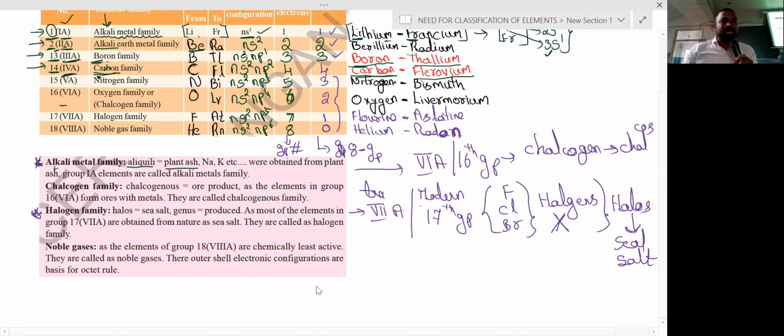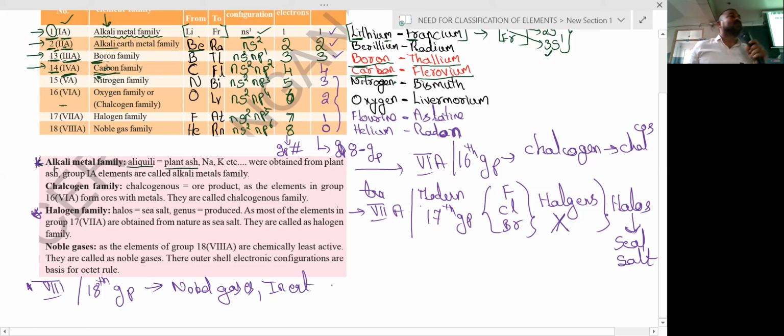And the last, more important one is the 8th group elements, which is the 18th group according to the modern periodic table. We call them noble gases, and the main thing we have to remember is inert. What is the meaning of inert? Inert is nothing but inactive, not interested to participate in any chemical reaction. He is not at all active.